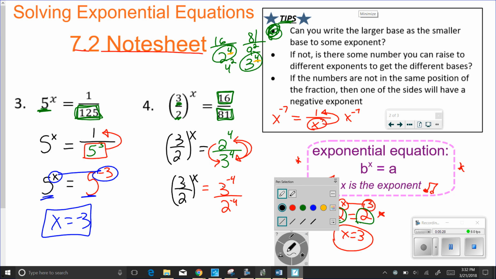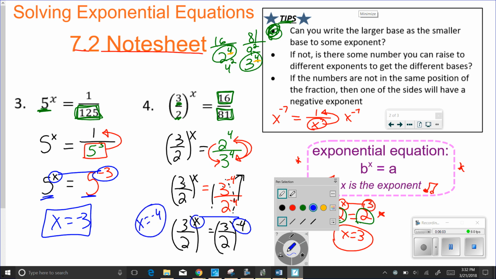So now I have 3, 3, 2, 2, but what I need to do is get this to be one single fraction of 3 halves. Since these are both being raised to the power of negative 4, what I can do is factor out that negative 4, using our power of a quotient property in reverse. Now we have 3 over 2 is equal to 3 over 2, which means that x has to equal negative 4. So these are just two examples of how to solve exponential equations.